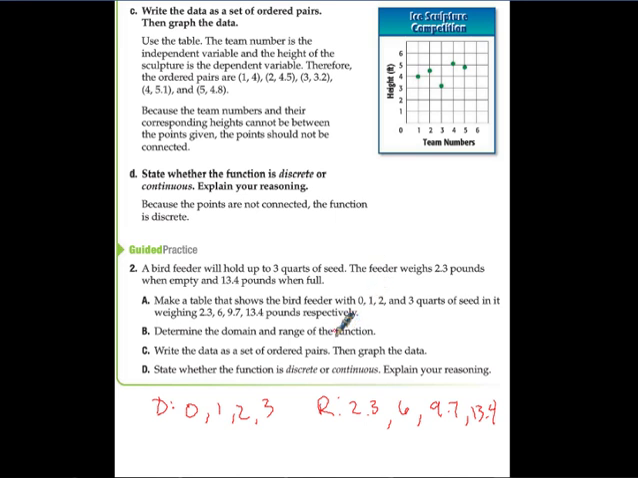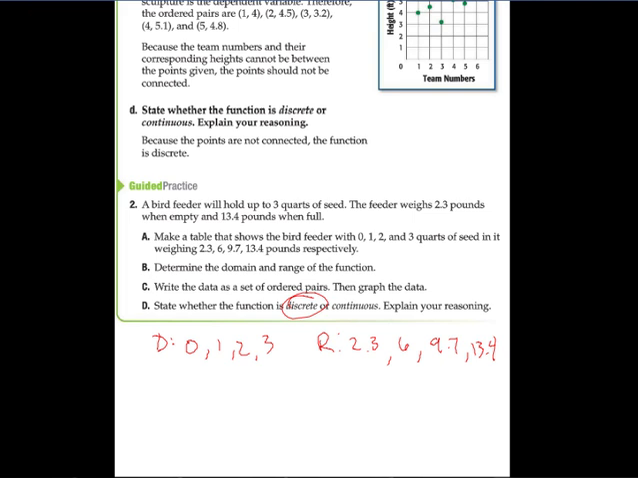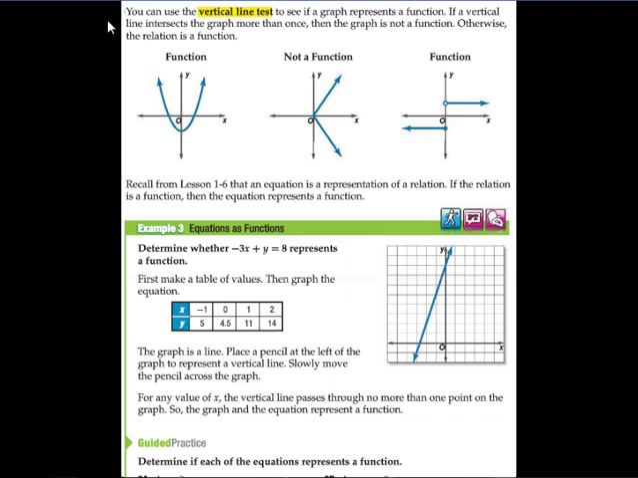Would this function be discrete or continuous? And this is discrete because these are just points. Okay, these are just points. All right, so this one is discrete. No problem there. It's just the vocabulary. There's not a whole lot to the math here.